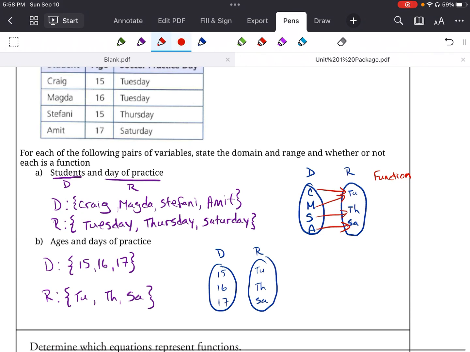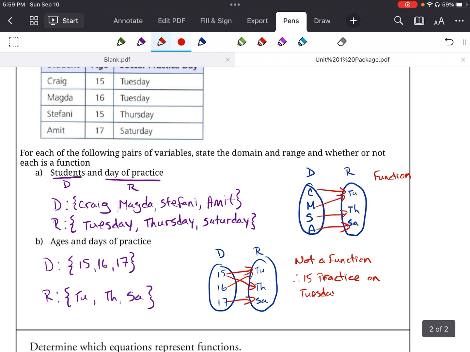Now, the 15-year-olds, Craig and Stephanie, practice on Tuesday and Thursday. Magda is the 16-year-old, practice Tuesday, and Amit practice Saturday. So this time you notice that the domain of 15 has 2 possible answers. So therefore, this is not a function. Why? 15-year-olds practice on 2 days, on Tuesday and Thursday. Good.